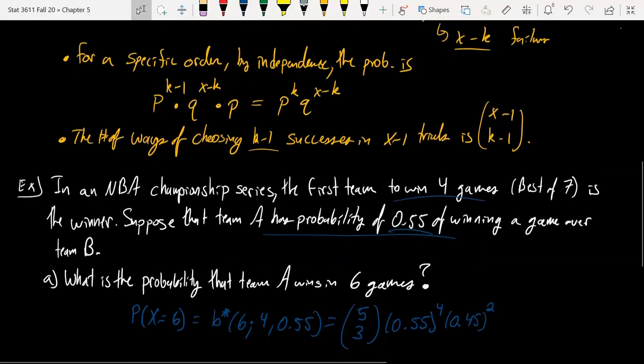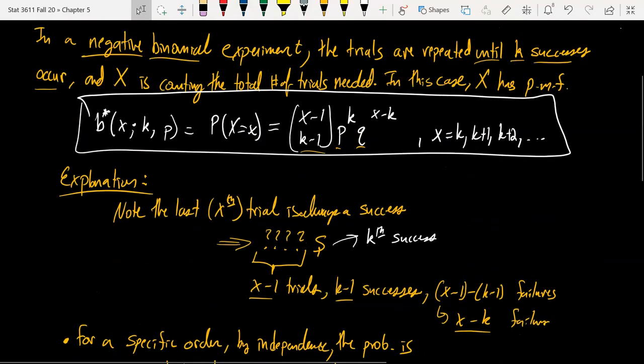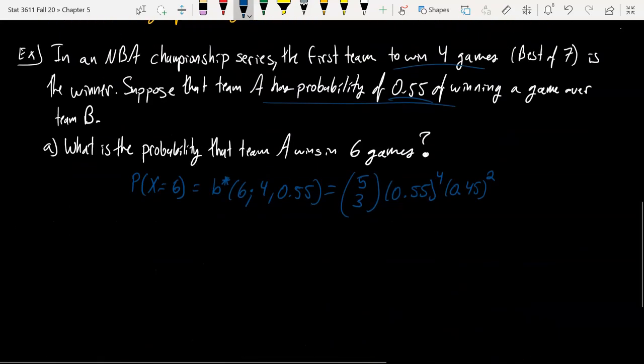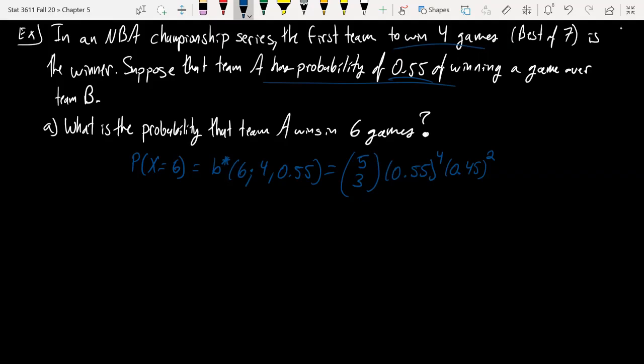We are just directly plugging that in to our negative binomial distribution that we have in our white box here. X minus 1, choose K minus 1, P to the K, Q to the X minus K. 5 choose 3, 0.55 to the 4th, 0.45 squared. Run that through a calculator. Rounding this off to about 4 places is 0.1853.